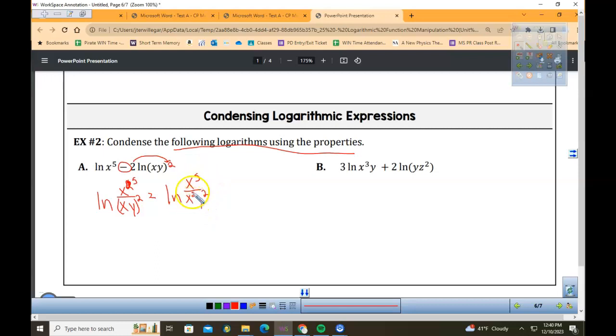And what's 5 divided by 2? x to the 5th divided by x squared is x to the 3rd over y squared.